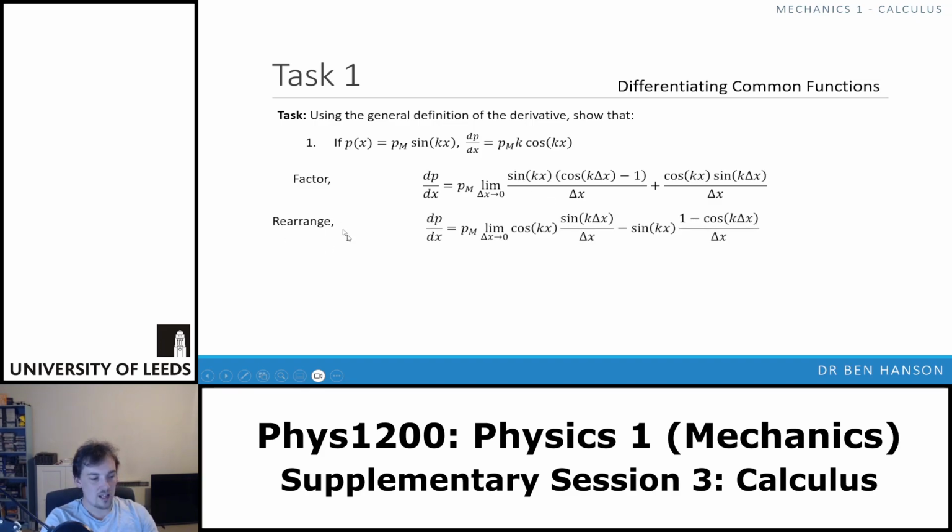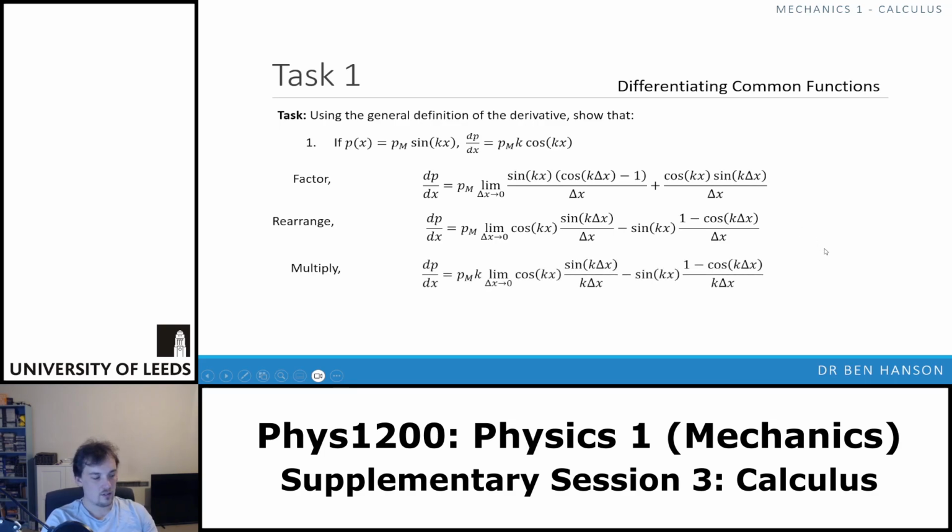I'm going to rearrange that a little bit because I want all my delta x's together. So I'm going to put this fraction at the front and that fraction second. And I'm going to bring that cos kx down the front, and bring that sine kx down the front. And I've turned around 1 minus cos kx to pull out that minus sign there. So I've got cos kx, sine k delta x on delta x, minus sine kx, 1 minus cos kx on delta x. There.